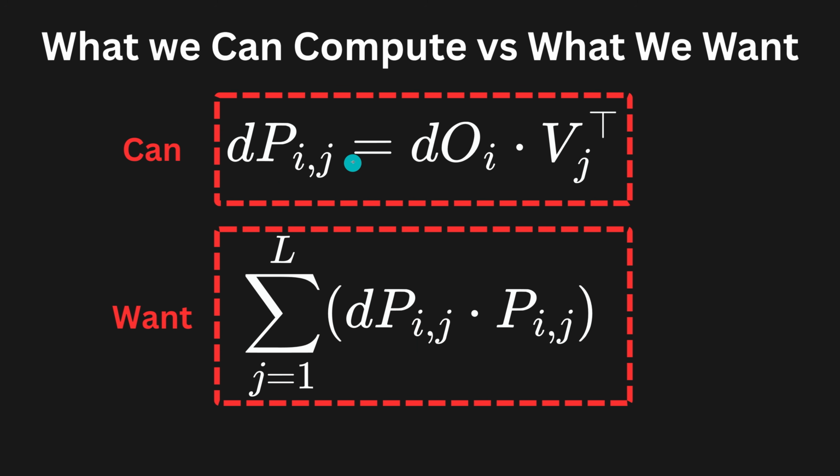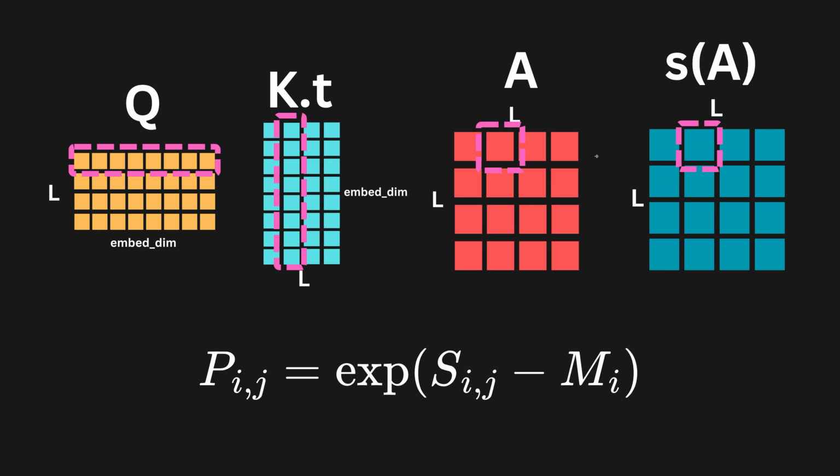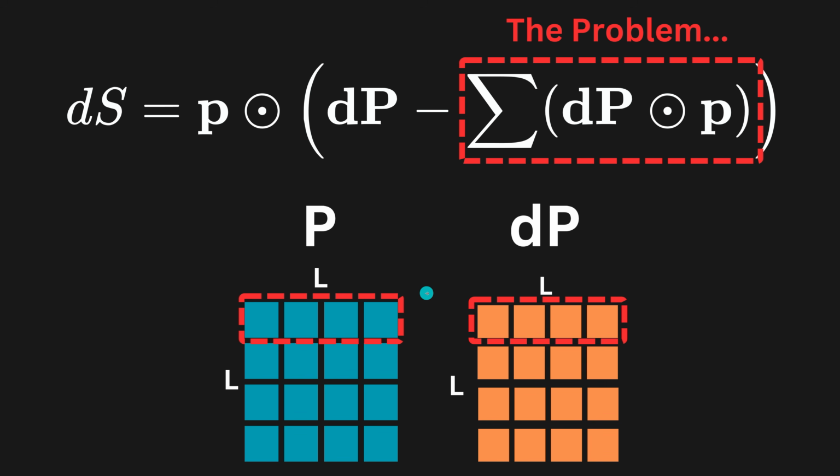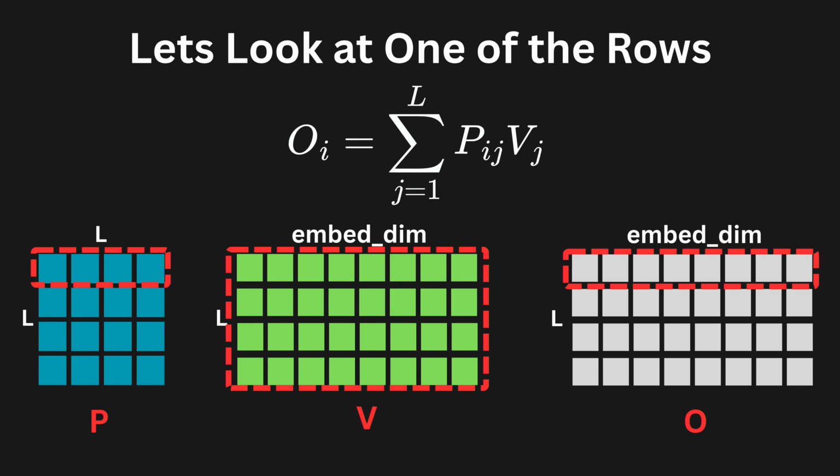For a specific dpij, we saw it was just do times v transpose. This is exactly what we saw just a few slides ago, right? We can grab a do and the corresponding v, and we can quickly recompute the derivative of the probability that we need, given just do and v transpose. Okay, so that's what we can do.